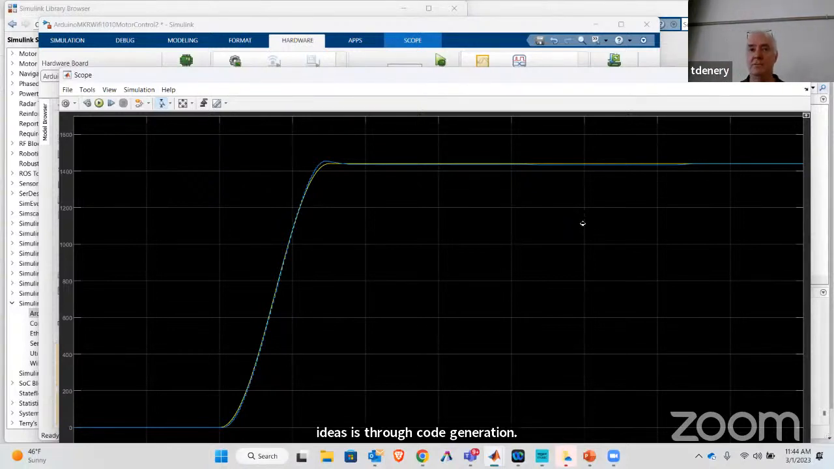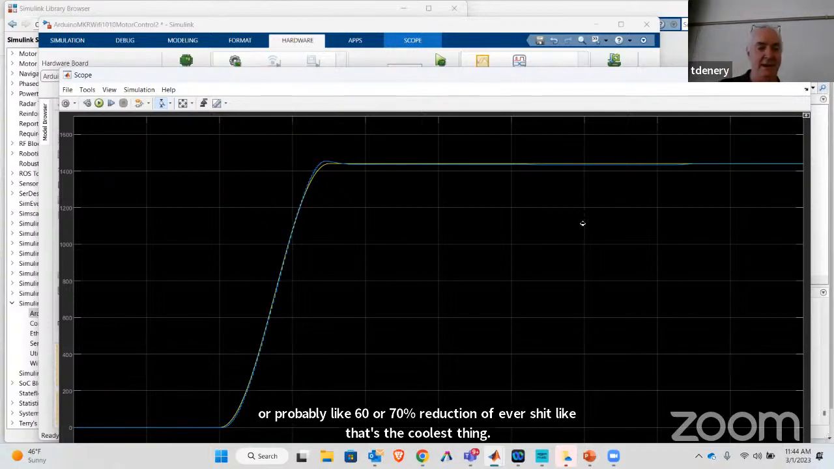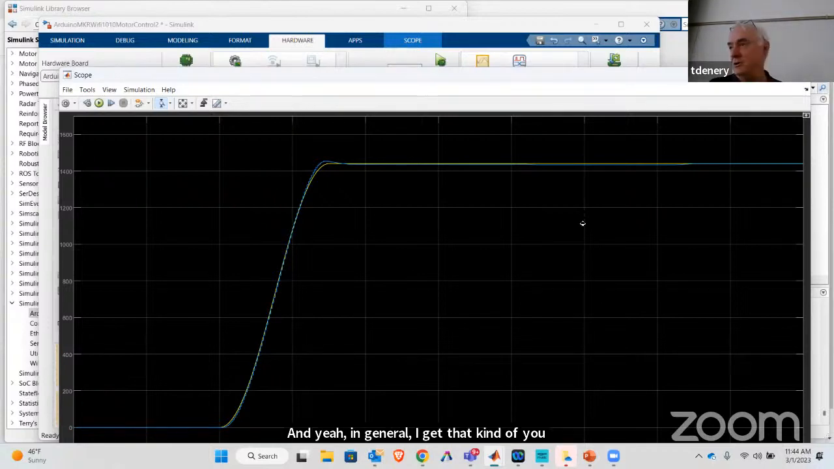Isn't that cool? When I first bought that and tried out this idea, I saw probably 60 or 70% reduction of overshoot. I was like, that's the coolest thing. And in general, I get that kind of rush or charge from going to hardware and making hardware do something from what you're doing on your laptop. It's really cool.